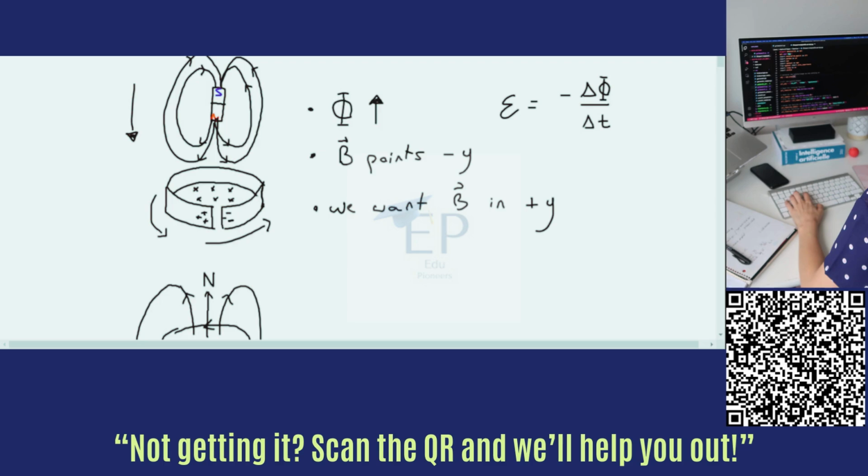So there you have it. There's a brief explanation of why a permanent magnet will slow down when it falls through a conductive loop.